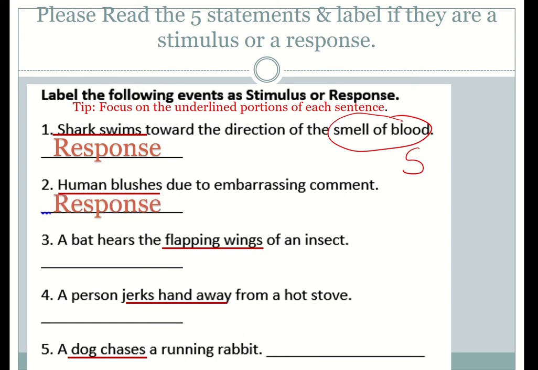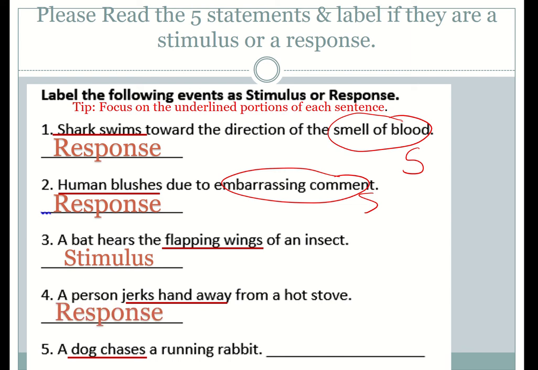That would be a response. The stimulus would be the embarrassing comment. A bat hears flapping wings of an insect. The flapping wings of an insect is the stimulus. Okay, so he hears it. We don't exactly know what the response is, but maybe he's going to go and eat the insect.